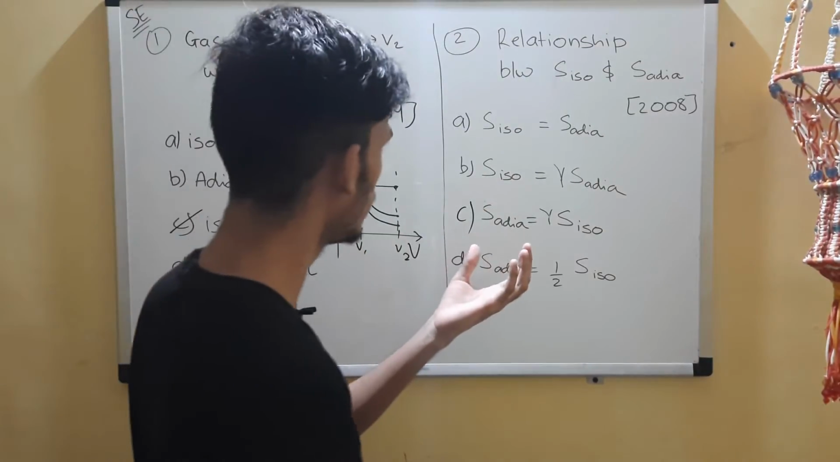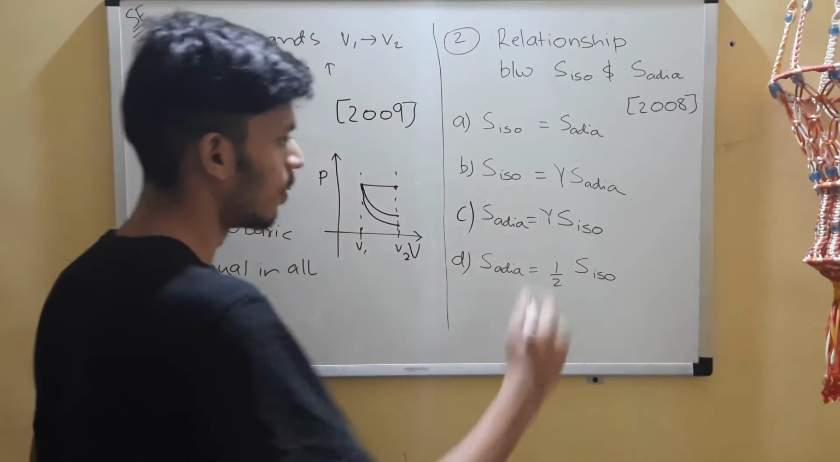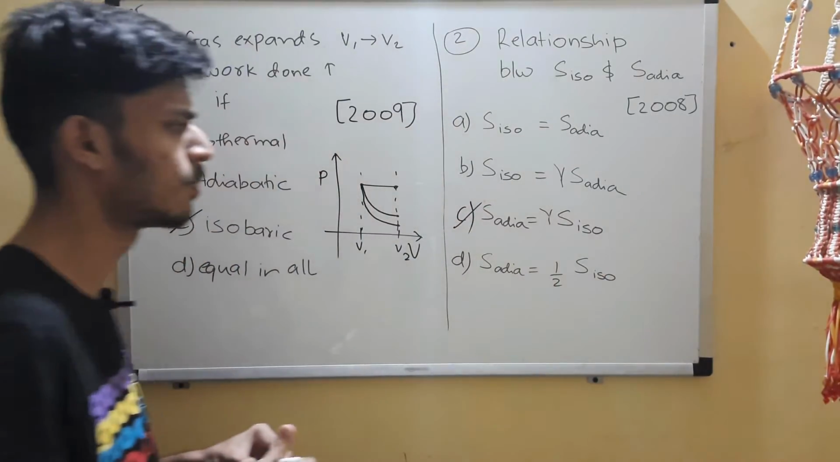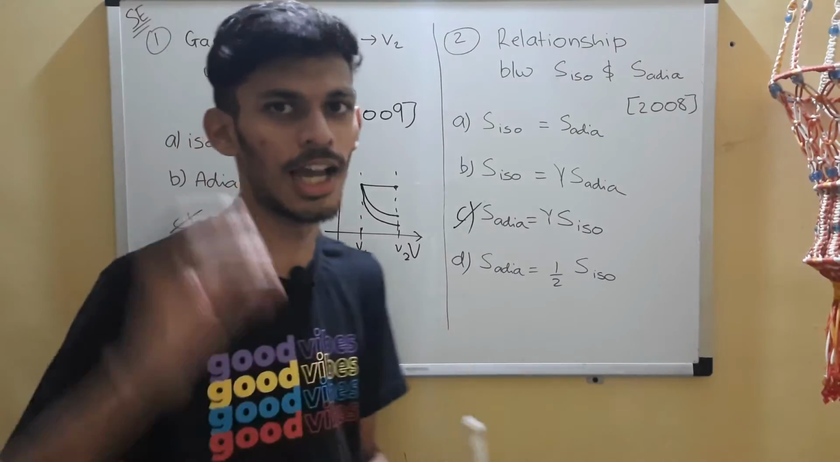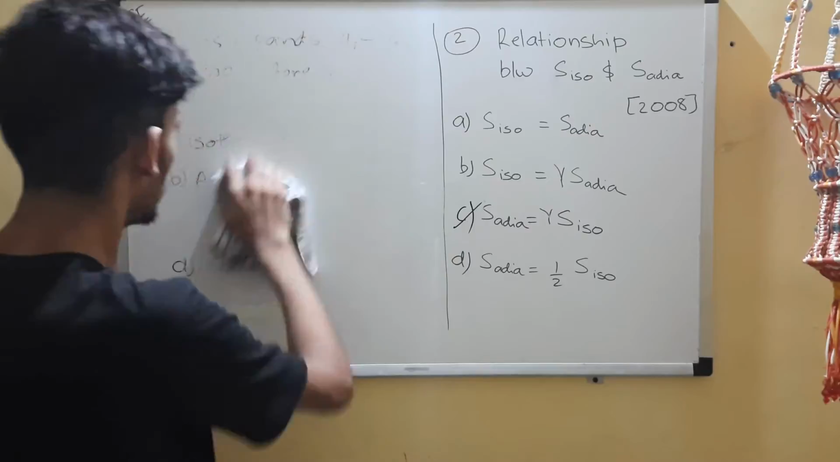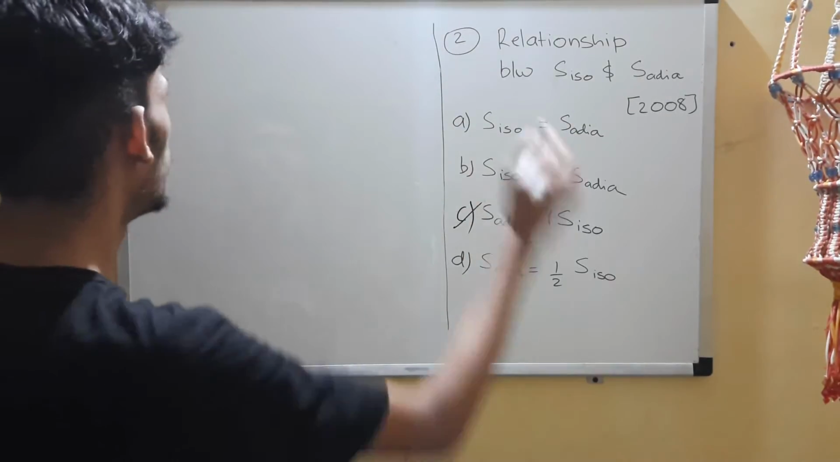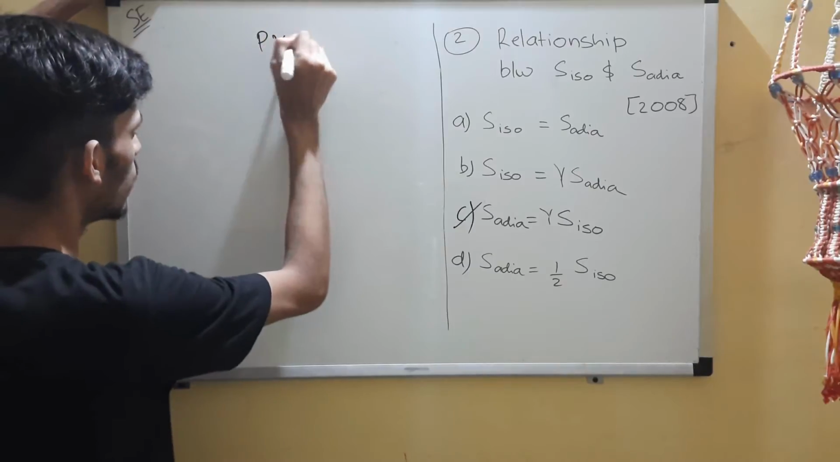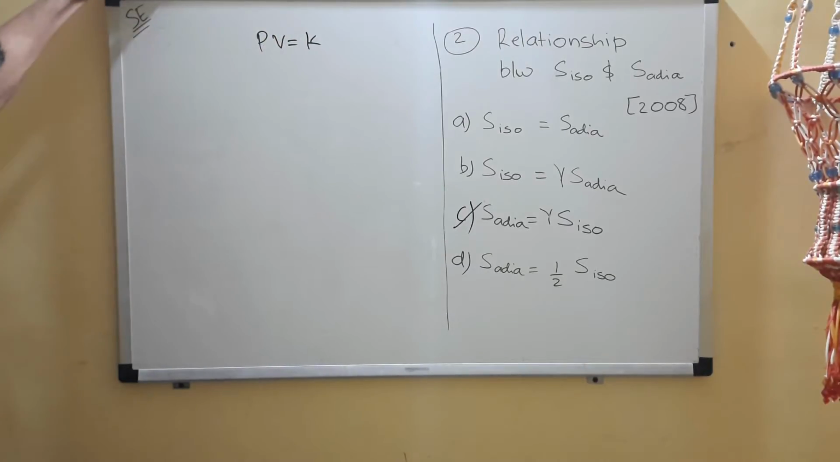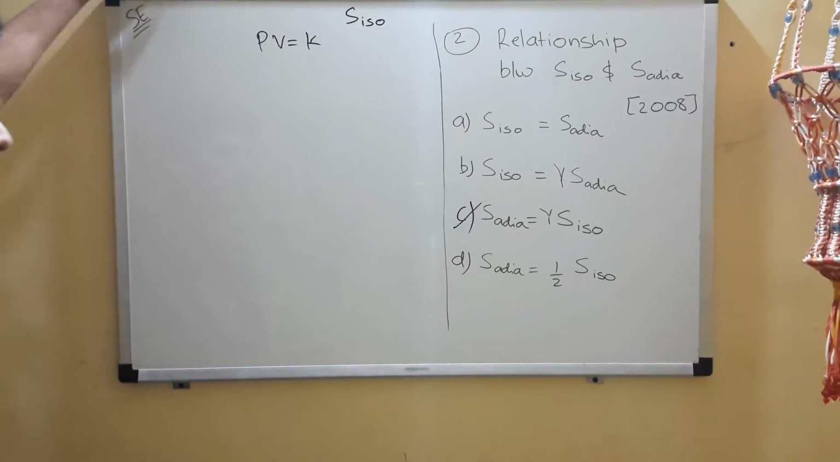So the answer is slope of adiabatic process equals gamma times the slope of isothermal process. I'll just prove it. I'll leave you halfway. I'll give you the approach of how it is supposed to be done. Now to find the slope, it is no difficult job. You are supposed to use PV equals constant for the isothermal process, and this is how we'll end up at the slope of the isothermal process.